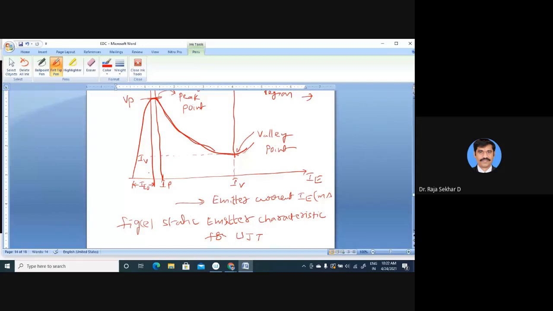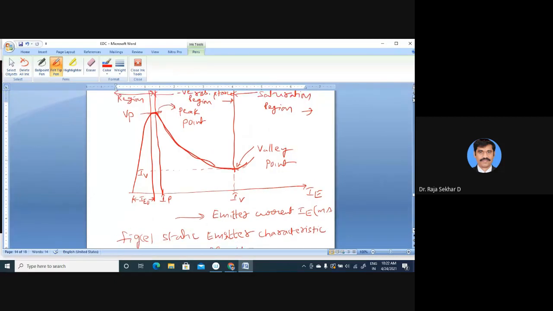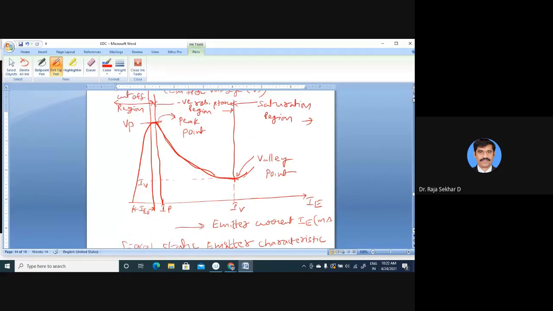So what is the cutoff region? When VE is less than VA, that is called cutoff region. There is no current actually. It is reverse bias. When it is reverse bias, a small current flows, that is negative current flows, that is called reverse saturation current, IE naught. So this is cutoff region.